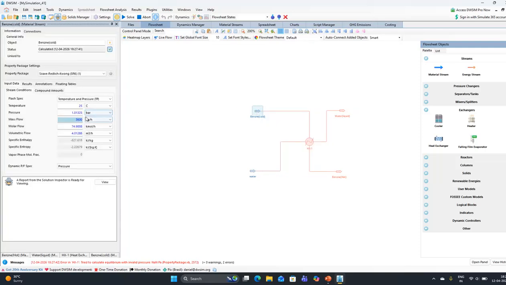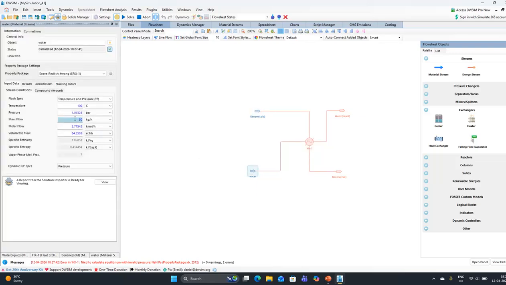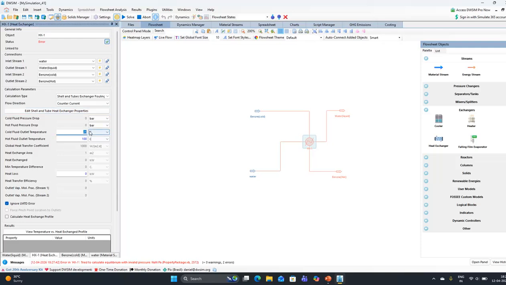Let me come here. It says 3600, water 150. Okay, now I will make it at least 45. Let's say I make it 99. So first, to calculate something, I will run it as a shell and tube heat exchanger rating so that I get some results.